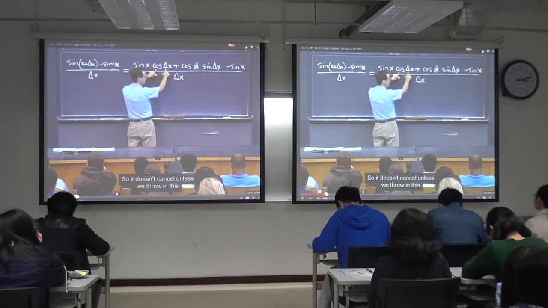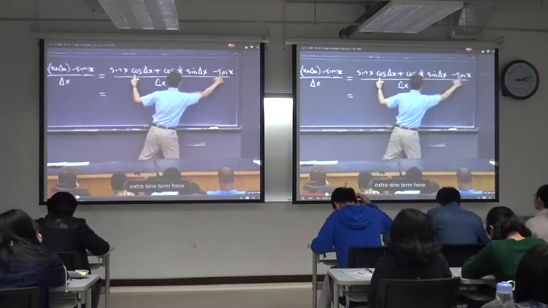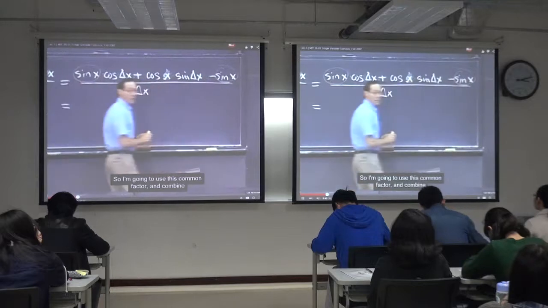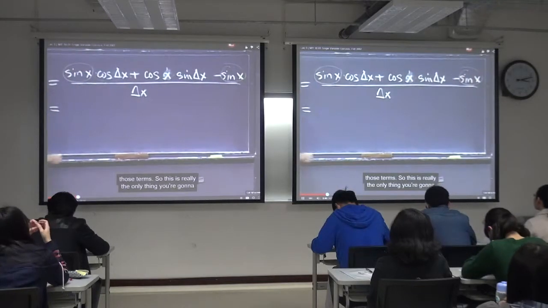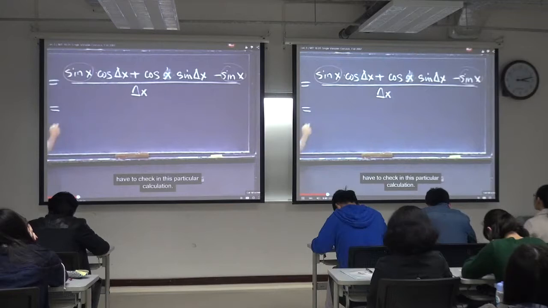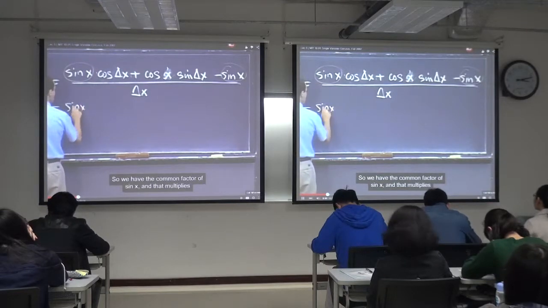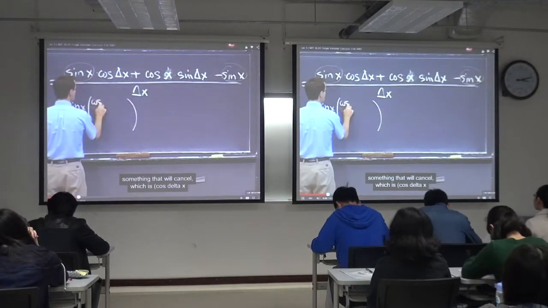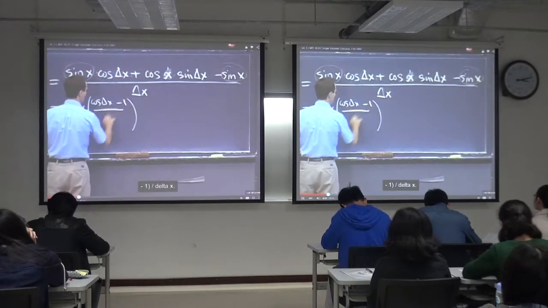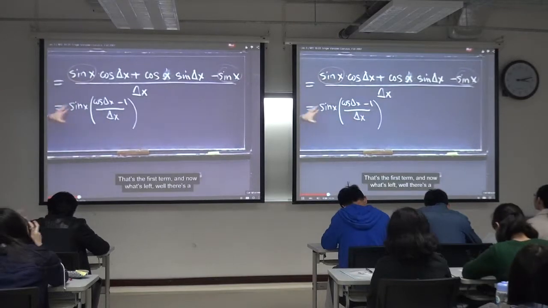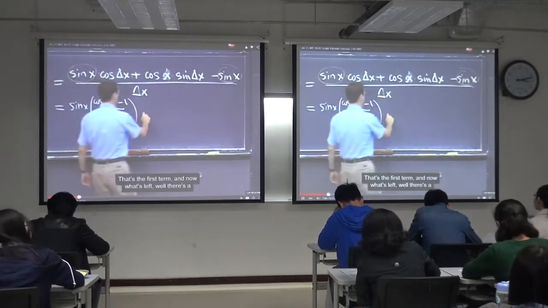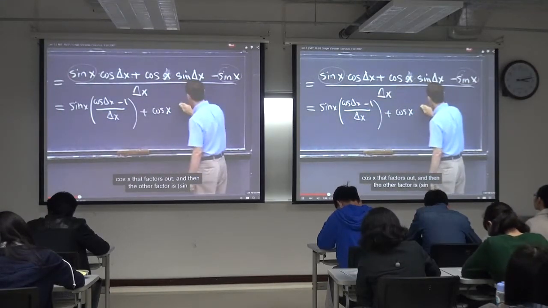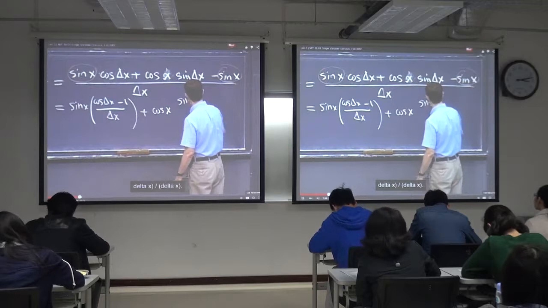So it doesn't cancel unless you throw in this extra sign. So I'm going to use this common factor to combine those terms. This is really the only thing that we're going to have to check in this particular calculation. So we have the common factor sine x, and then that multiplies something that will cancel, which is cosine delta x minus 1 divided by delta x. That's the first term. And now what's left? Well, there's a cosine x that factors out, and then the other factor is sine delta x.